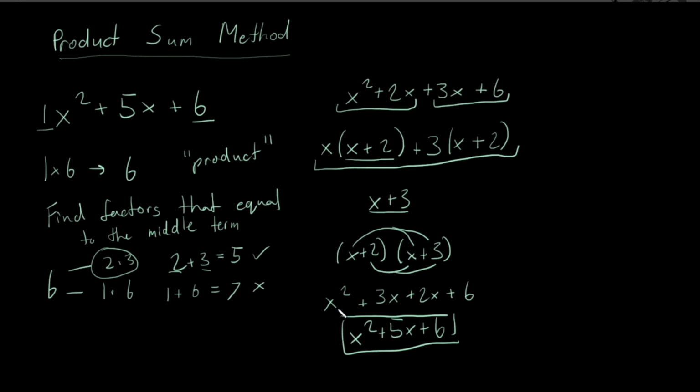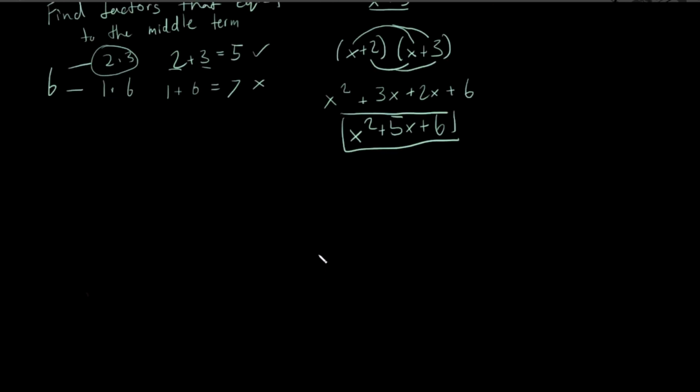Now, let's try a different problem just to have some practice. Okay, let's try the same thing with x squared minus 2x minus 15. Right? So let's do the same thing. So we have 1 times negative 15 in this case. So we have minus 15 as our product.